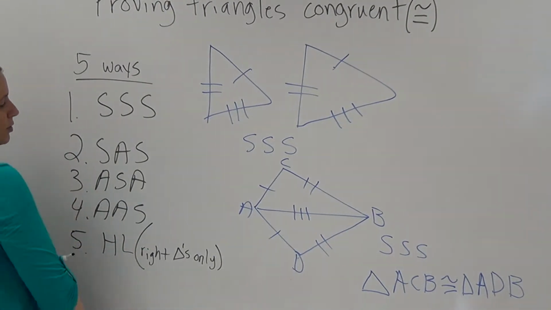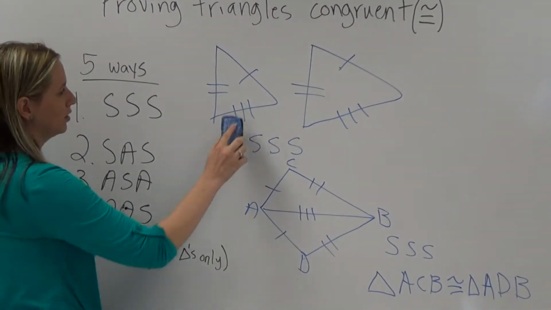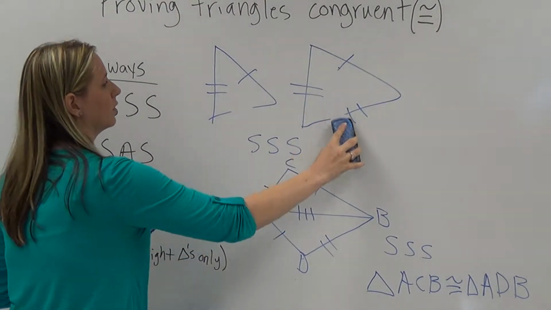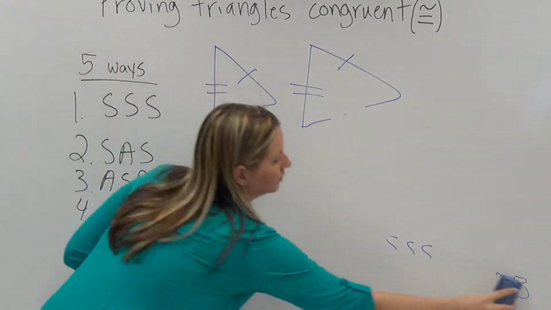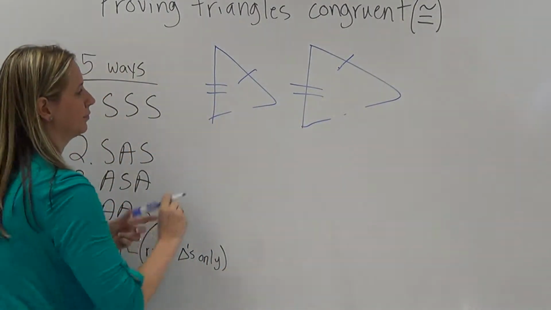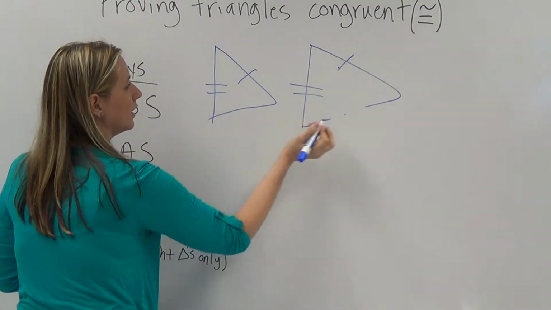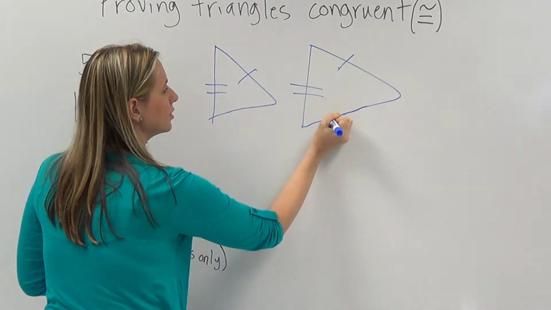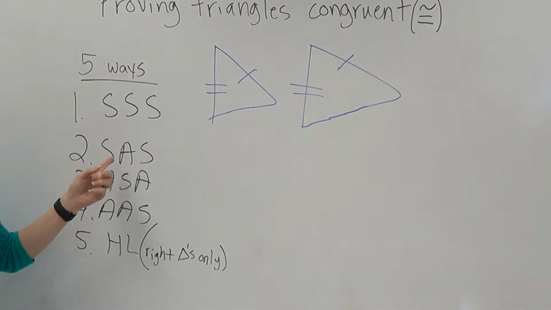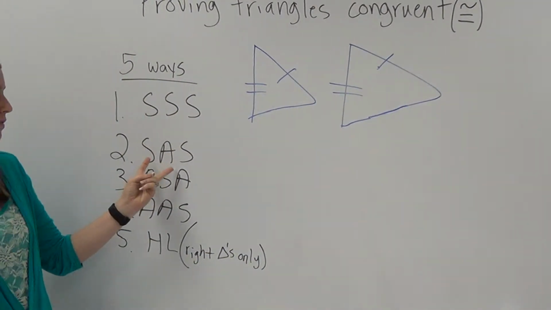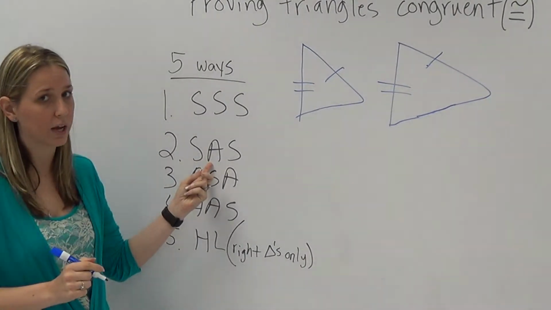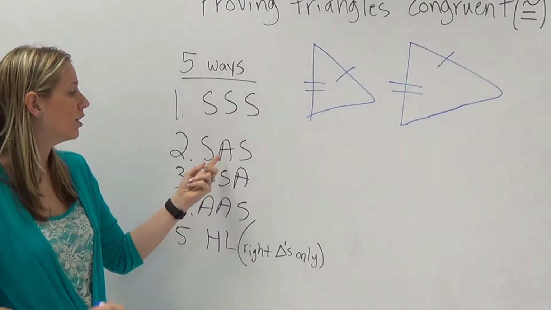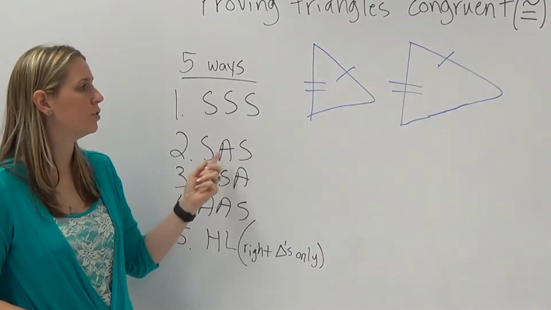So let's go to our second one, which is side, angle, side. Let's change this up a bit. Now, what side, angle, side is, it's a little similar to side, side, side, except for instead of 3 congruent sides, you have 2 congruent sides and 1 congruent angle. But there's a trick to that congruent angle. It can't be just anywhere. The congruent angle has to be between the 2 congruent sides.